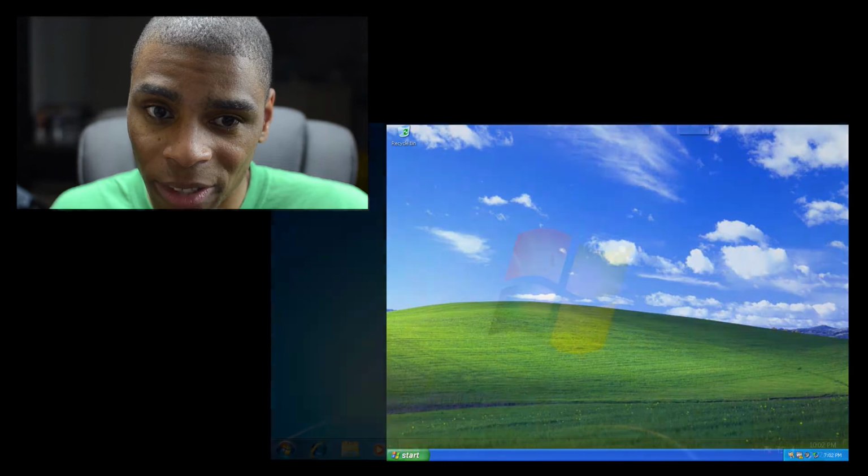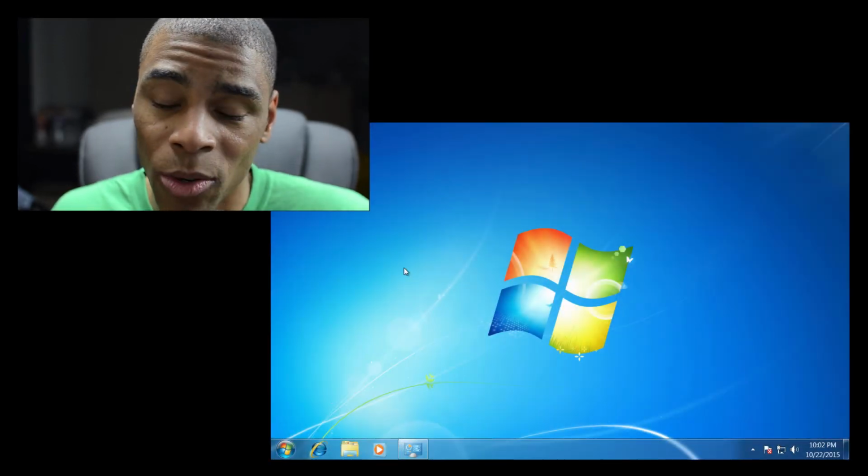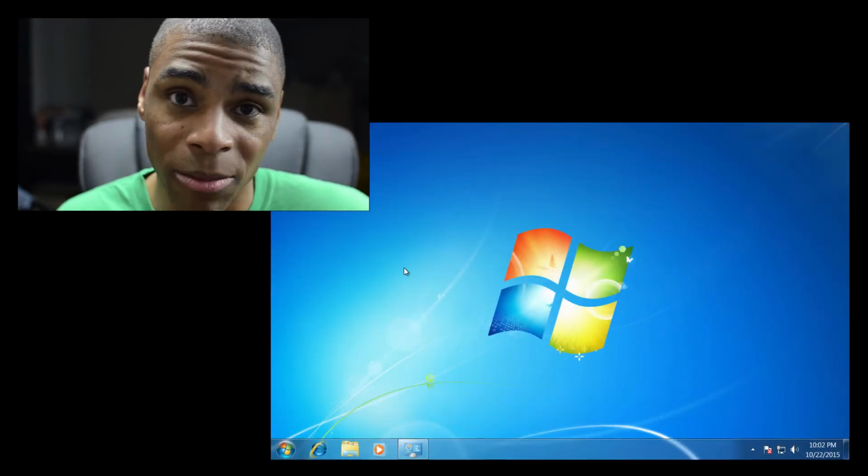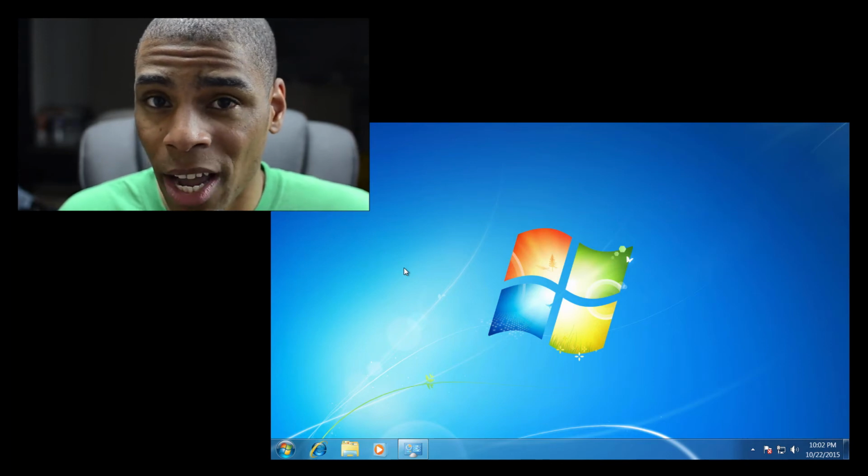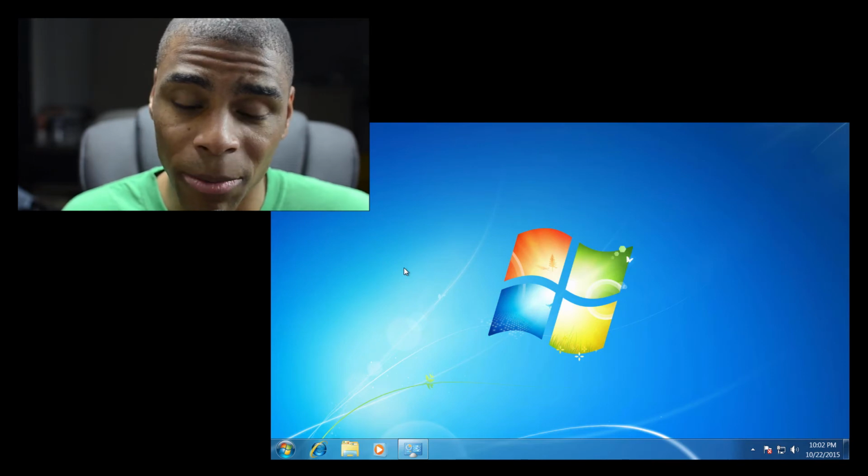Then, of course, we had Windows 7. Who can forget Windows 7? It still has the majority of the market share when it comes to desktop operating systems. According to Netcraft, it's about 58% desktop market share. So Windows 7 is still extremely popular.